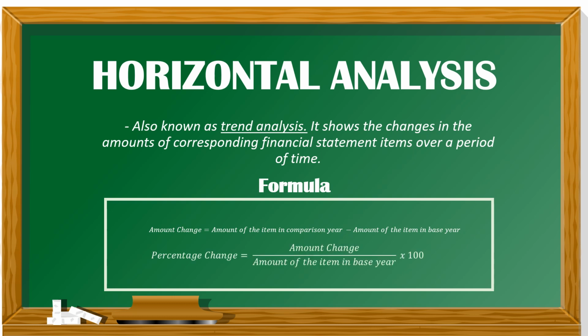Next, we also have the percentage change. Now, the percentage change is equal to the amount change divided by the amount of the item in base year multiplied by 100 to get the percentage change.